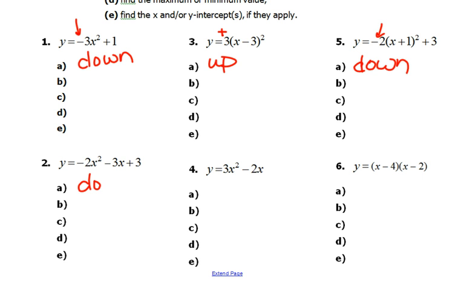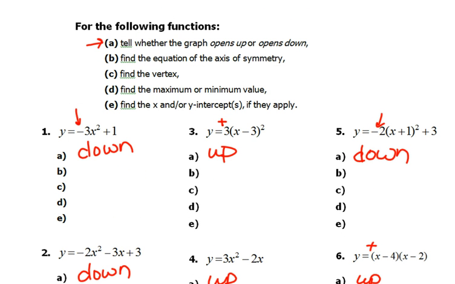This one's down, the leading coefficient, the x squared coefficient, is a negative. So this one, sorry, almost got me. It's going to go up because the leading coefficient is positive. This one is going to go up. Technically, this leading coefficient is positive. So that's how we know up or down.